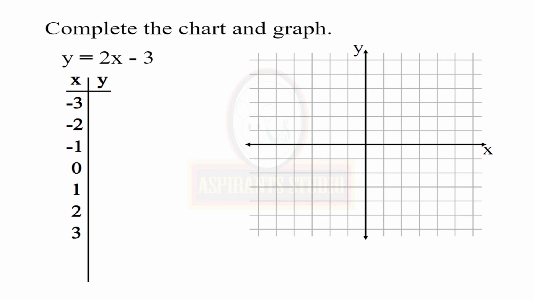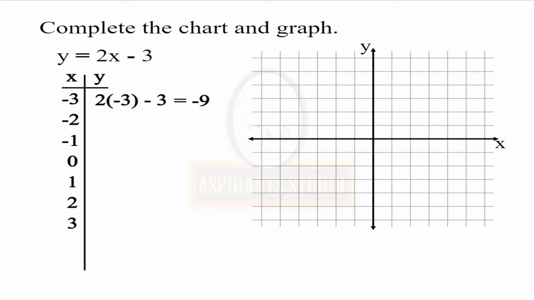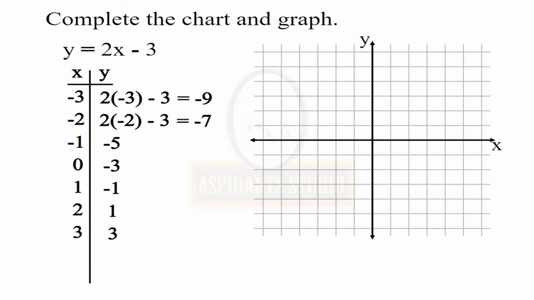So now here, for this correspondingly you have to find out the value of y by solving it. So if x is equal to minus 3, then y is equal to 2 into minus 3 minus 3. 2 into minus 3 is minus 6. Minus 6 minus 3 is minus 9. Then if you take x is equal to minus 2, then you get 2 into minus 2 minus 3, that is equal to 2 multiplied by minus 2 is minus 4. Minus 4 minus 3, which is equal to minus 7.